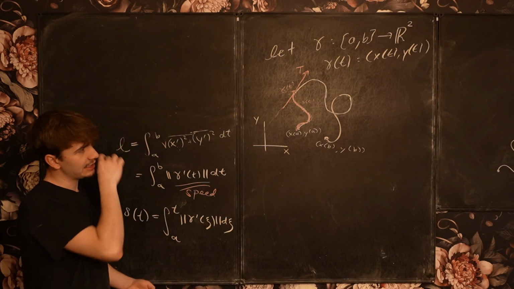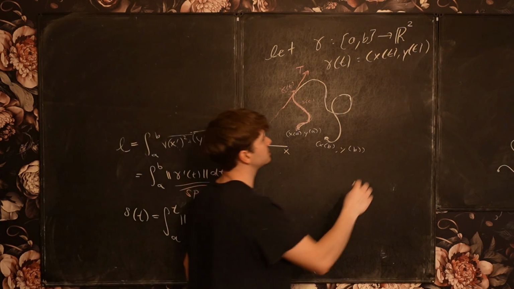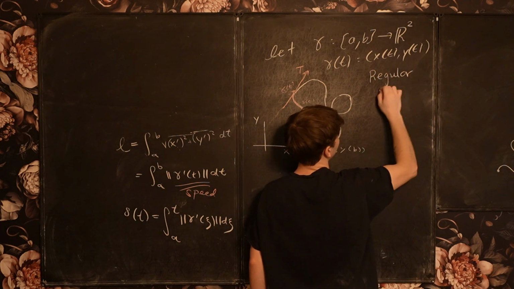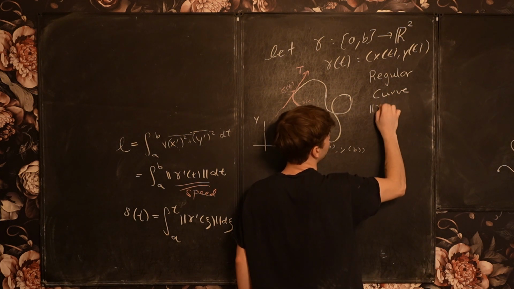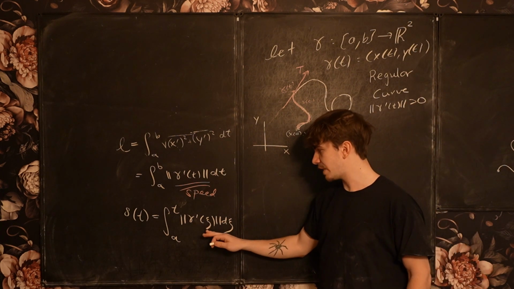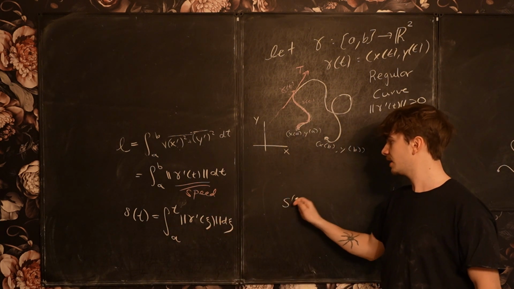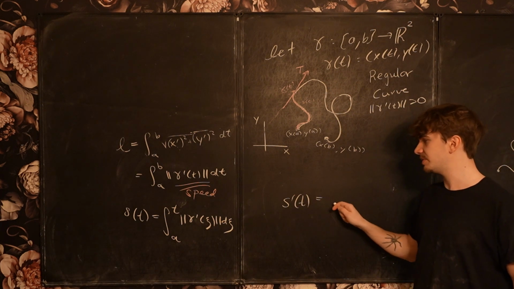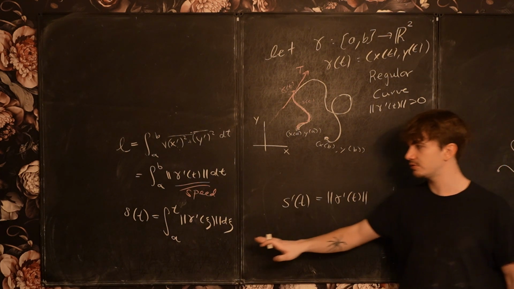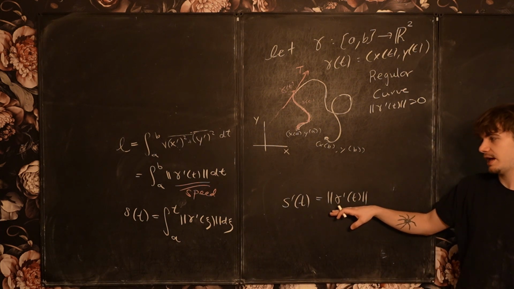And now notice that if my curve is regular, so if it always has positive speed, which is a condition that we need to enforce, okay, so regular curve, the norm of gamma prime of t is always positive. Then if I take the time derivative of s of t, s prime of t is just going to be the norm of gamma prime of t by the fundamental theorem of calculus. So the speed of s of t is actually the speed of gamma, okay?